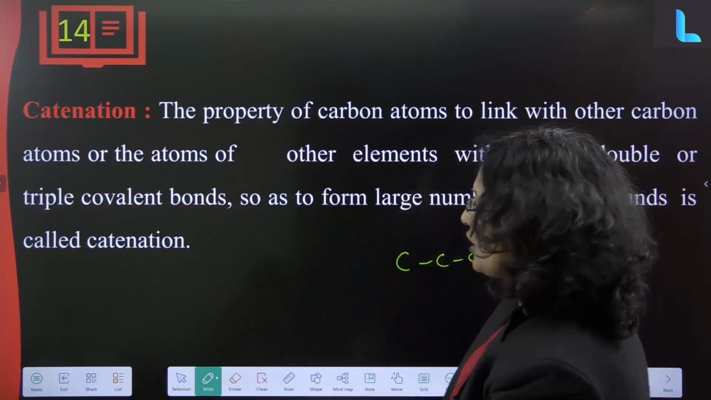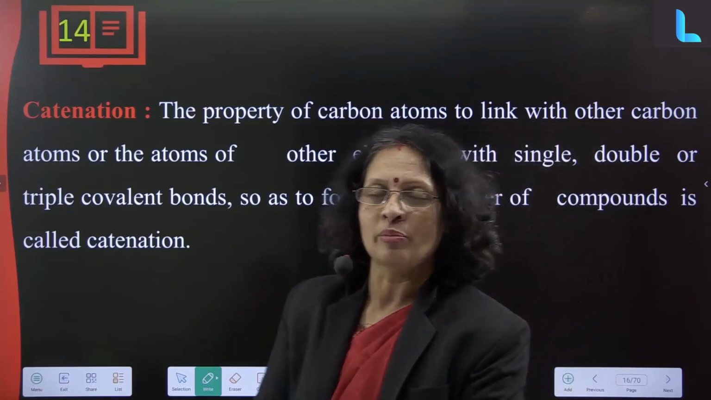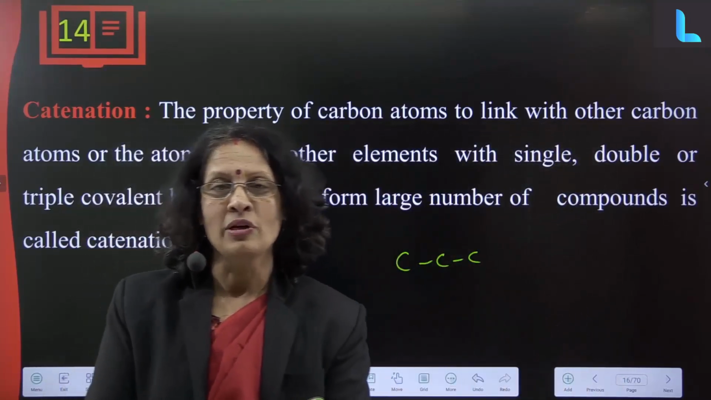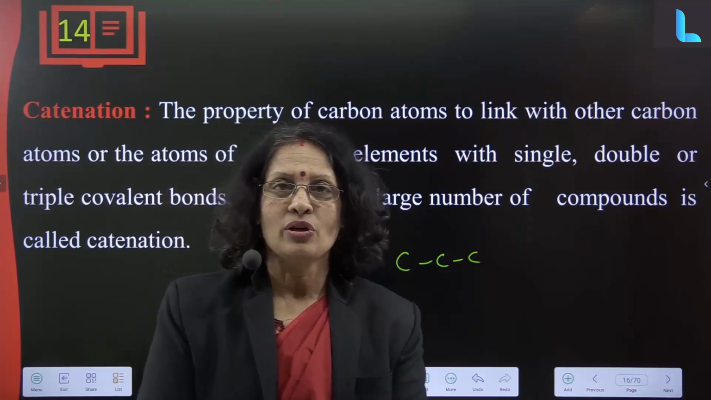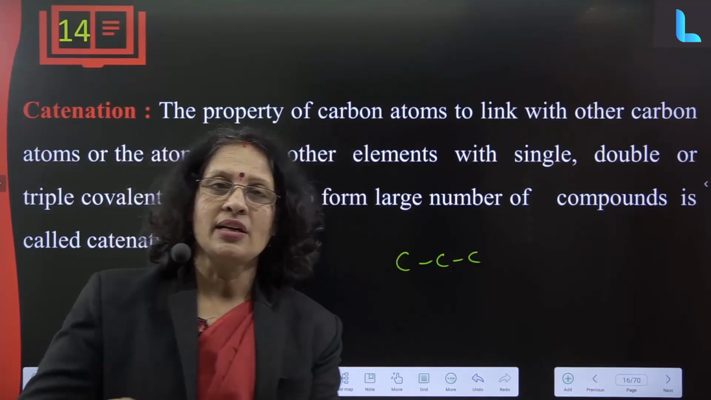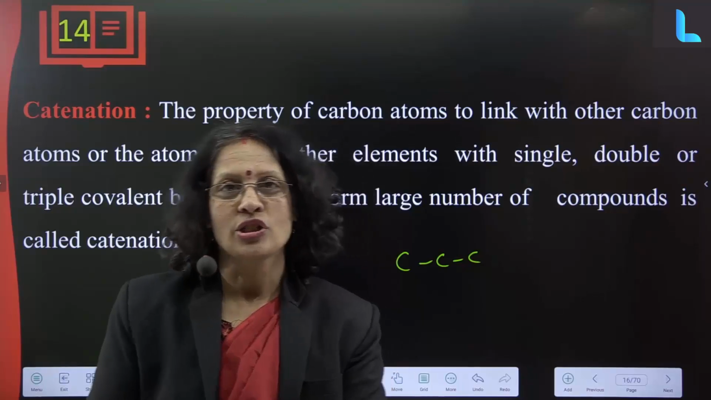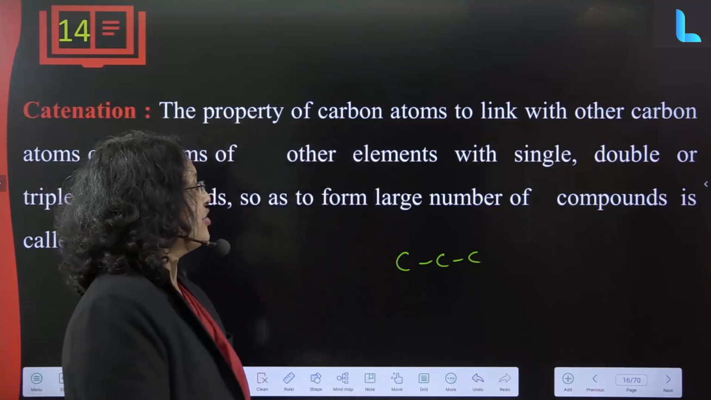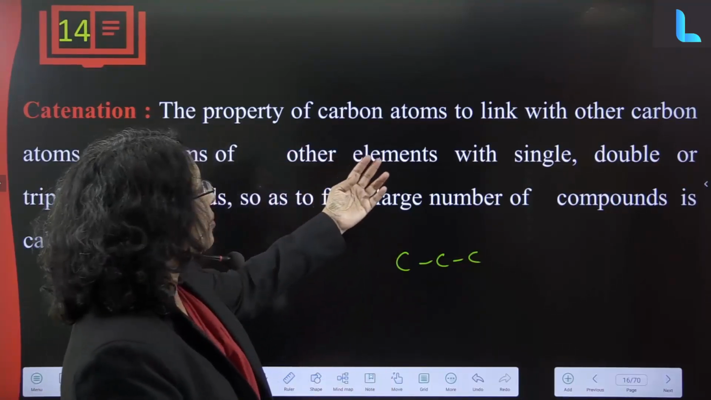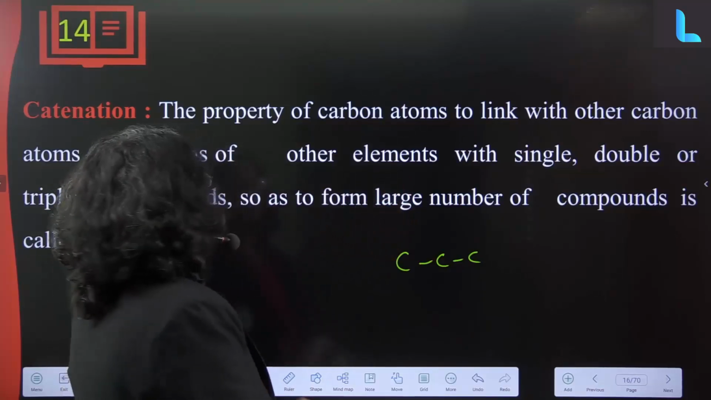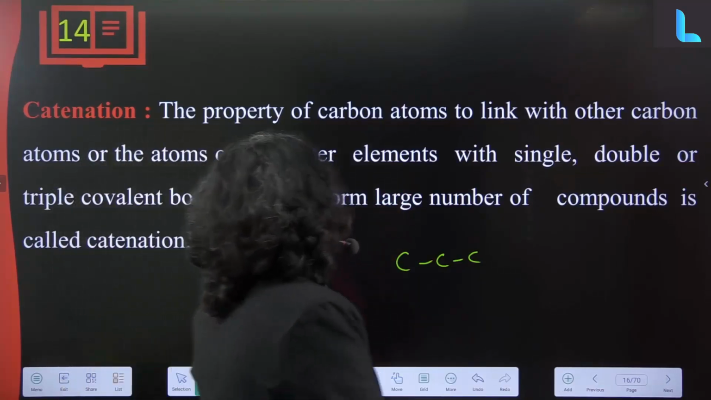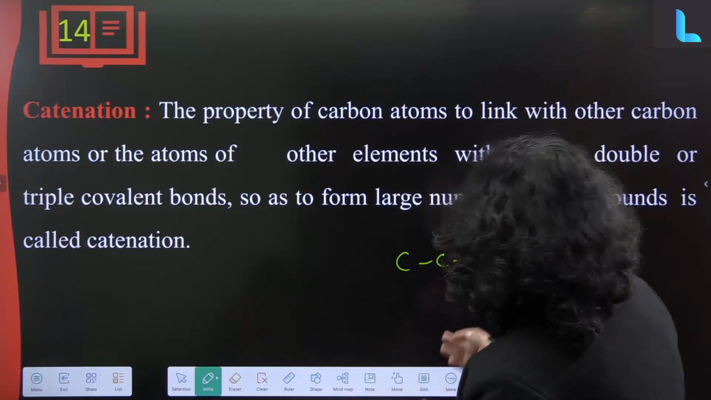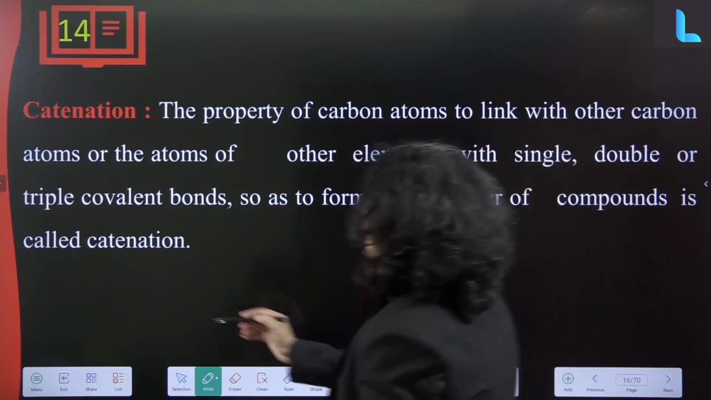Then the catenation. Catenation is a tremendous property of carbon. That is why most of the organic compounds are present with carbon, because each carbon can be singly connected with another carbon and form a long chain compound. That is called catenation. The property of carbon to link with other carbon atoms and other elements with single, double or triple bonds, so as to form a large number of compounds, is called catenation.